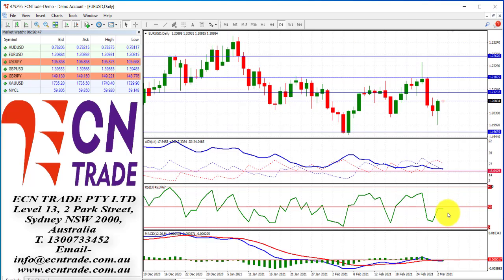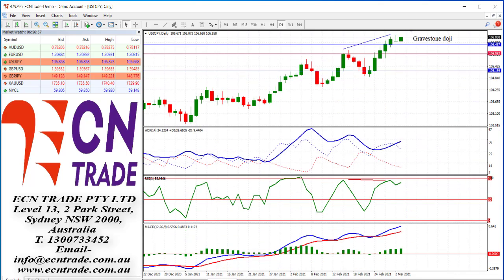Nevertheless, the euro is still maintaining a bearish bias and it holds underneath the midway point. Along with that, it holds underneath the MACD to a negative case as well.